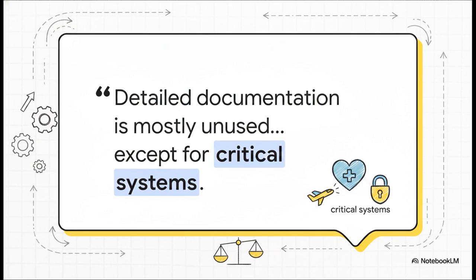To recap the Agile perspective, balance is key. Skip the exhaustive, specialized documents and only draw what your team actually needs to communicate. Unless, of course, human lives depend on the system.